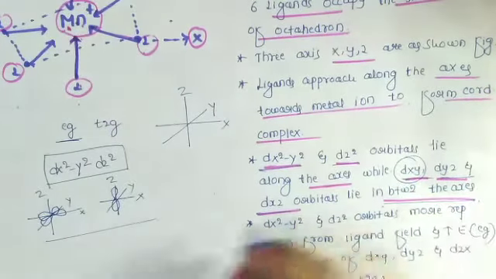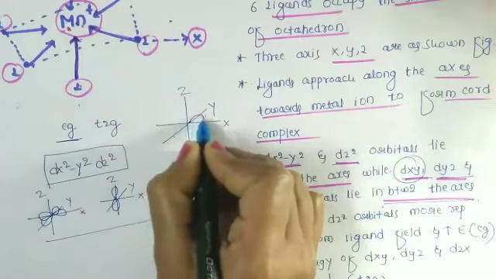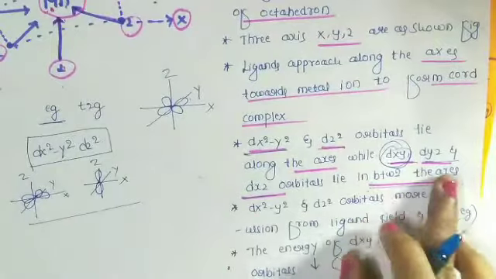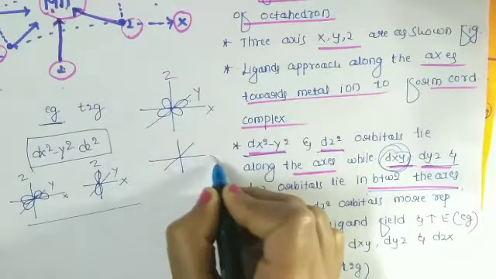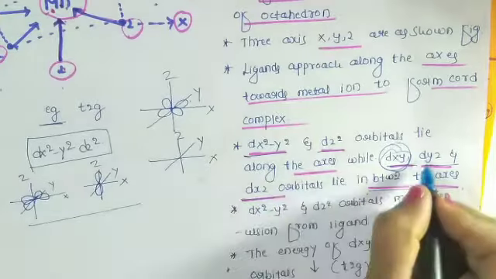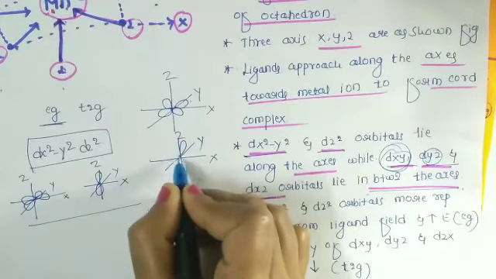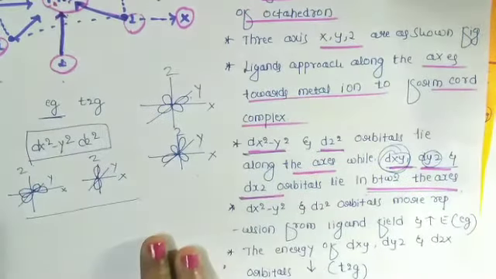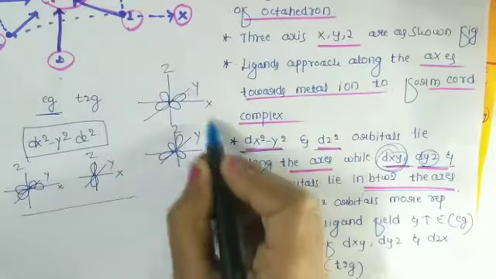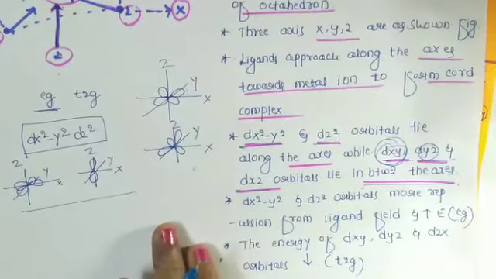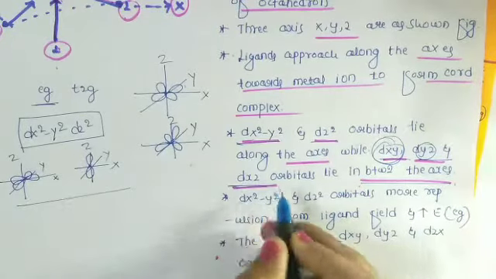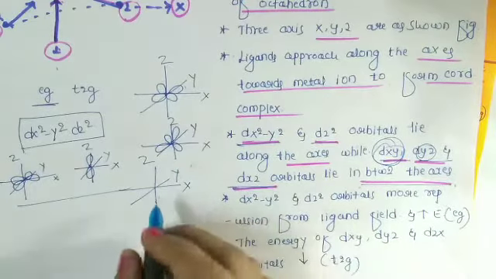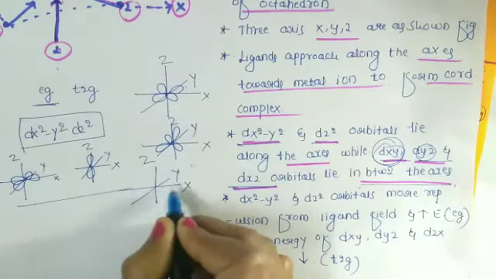What is there here? xy. So here, in between x and y, this is the diagram of dxy. Similarly you can go for dyz. This dyz also lies in between the axes because the lobes are in between y and z. Already you studied how to draw this diagram in the previous session of the coordination chapter. Now another one is dxz. It is also in between z as well as x.